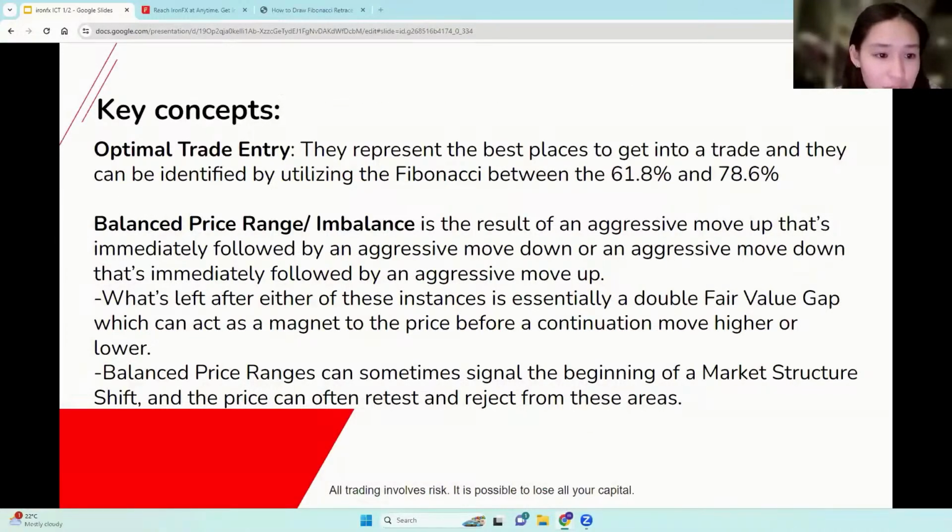Yeah, balanced price range. What's left after either of these instances is essentially a double FVG, or fair value gap, which can act as a magnet to the price before a continuation move higher or lower. So balanced price ranges can sometimes signal the beginning of a market structure shift, and the price can often retest and reject from those areas.